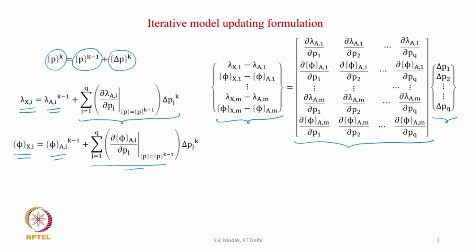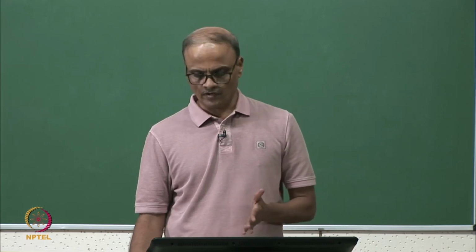Now, to find this coefficient matrix we need to know the derivatives of the eigenvalues and eigenvectors, and they can be obtained using this relationship. You can see on the left hand side we have the derivative of the ith FE model eigenvalue with respect to the jth updating parameter, and this requires the ith FE model eigenvector, the stiffness and mass matrix of the FE model, and the ith eigenvalue. These quantities are all known for the current iteration, and that is why we can find this derivative.